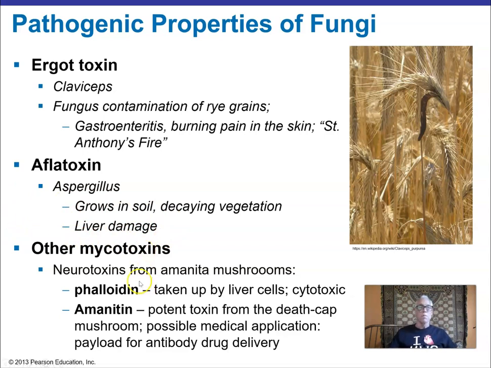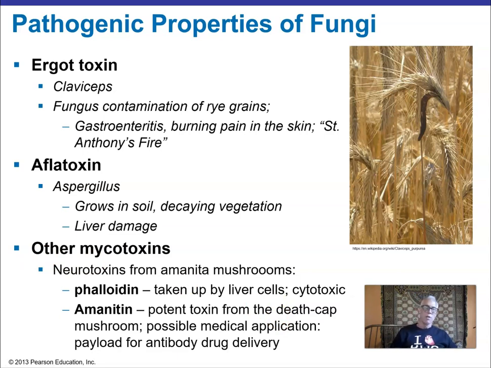Mushrooms in the Amanita family, I probably should have capitalized that. Amanita mushrooms carry some mycotoxins. Phalloidin and amanitin are very, very potent toxins produced by members of this family. Phalloidin causes liver toxicity, I meant to say. The other one causes death, a very powerful toxin from the so-called death cap mushroom of this family.